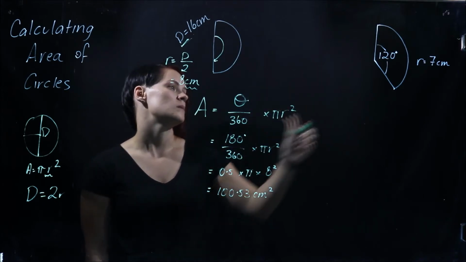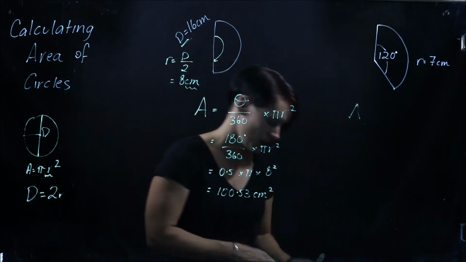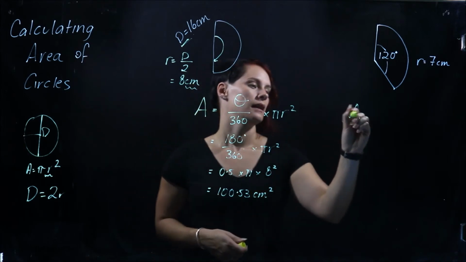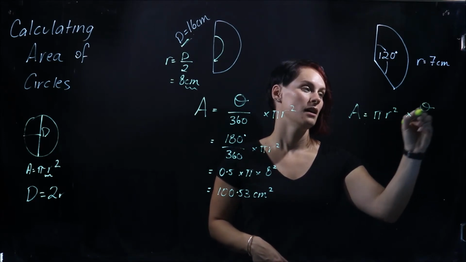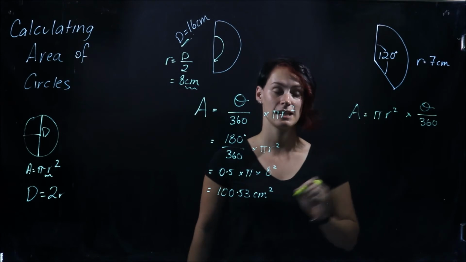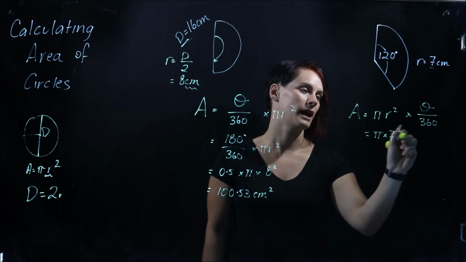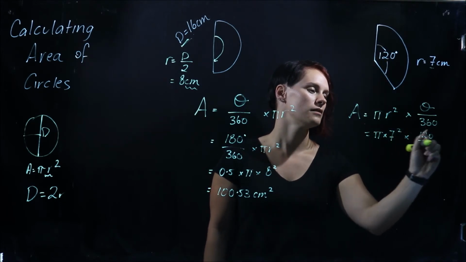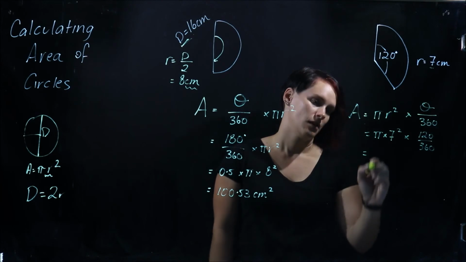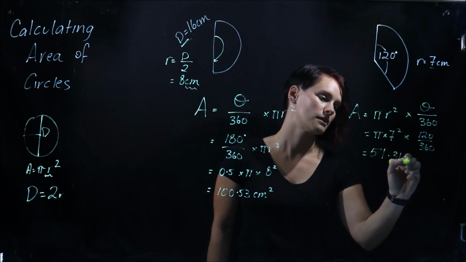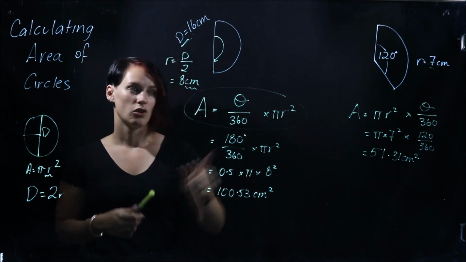If we come over to this one though, this one's got 120 degrees, so slightly different, but same rule. Okay, so area, I'm going to change pens. The area is going to equal pi r squared, but we don't have that yet, so we have to do our theta divided by 360. We do have a radius of 7, so we're going to say pi times 7 squared times by 120 divided by 360. If we do that one on the calculator, we will get 51.31 square centimetres, right?